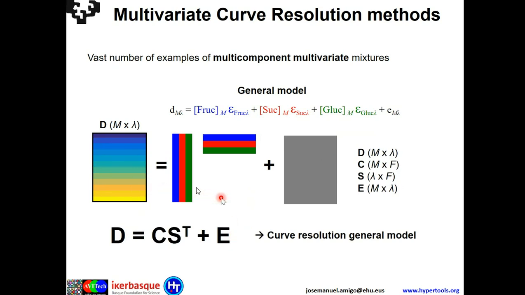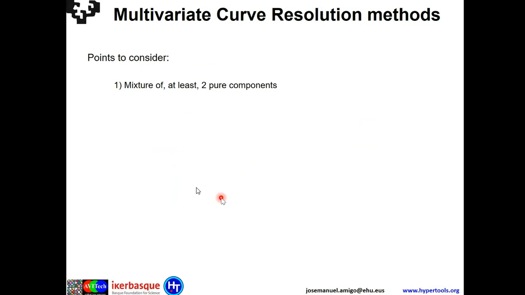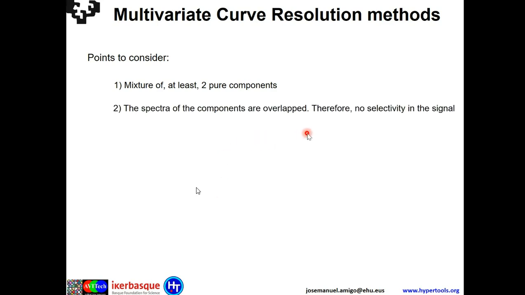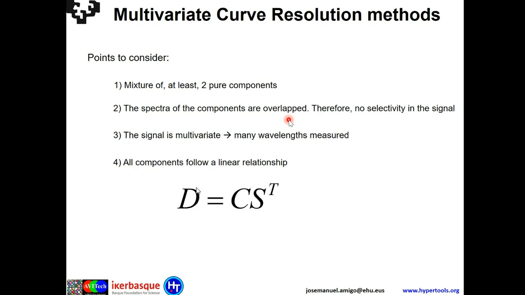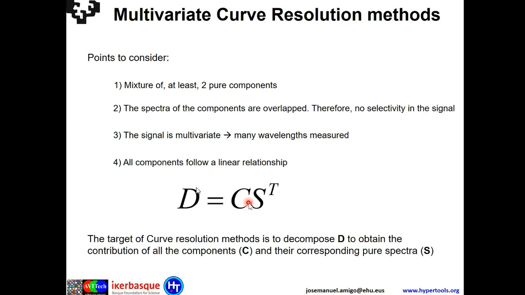Points to consider: we apply MCR when we have a mixture of at least two pure components. It's a technique for resolving mixtures. The spectra of the components are overlapped, so there is likely no selectivity in that direction of the signal. The signals are multivariate, and everything can be defined by this linear equation, in which the target is to decompose our experiment into concentrations and spectral profiles.